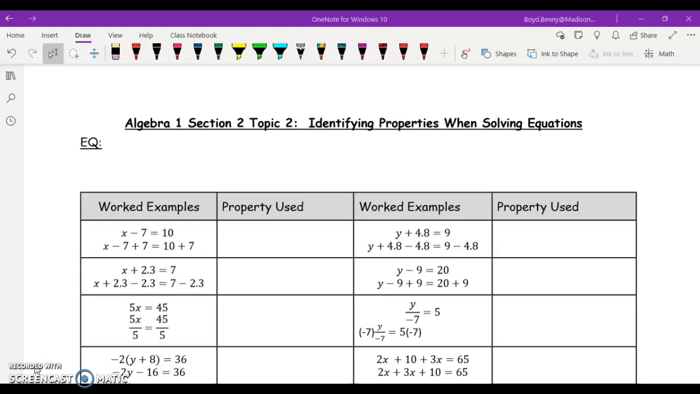In this lesson, we're going to learn how to write an algebraic proof. But before we can do that, we've got to understand what the properties are for equality in order to justify our proof. So let's go ahead and get started. This is section 2, topic 2 of the Algebra Nation workbook.